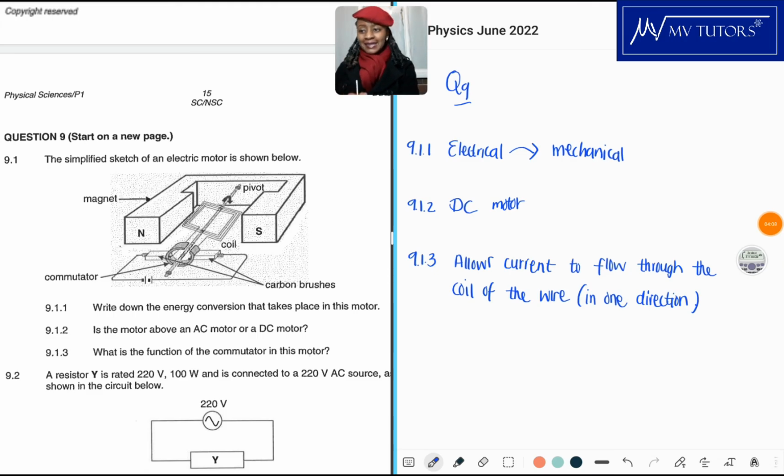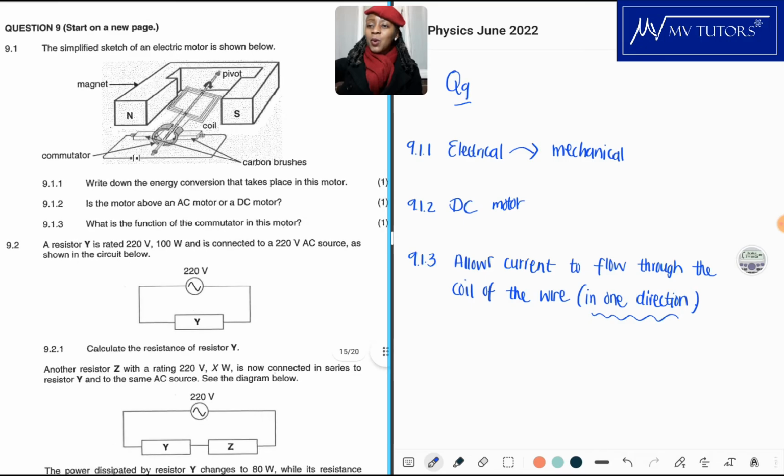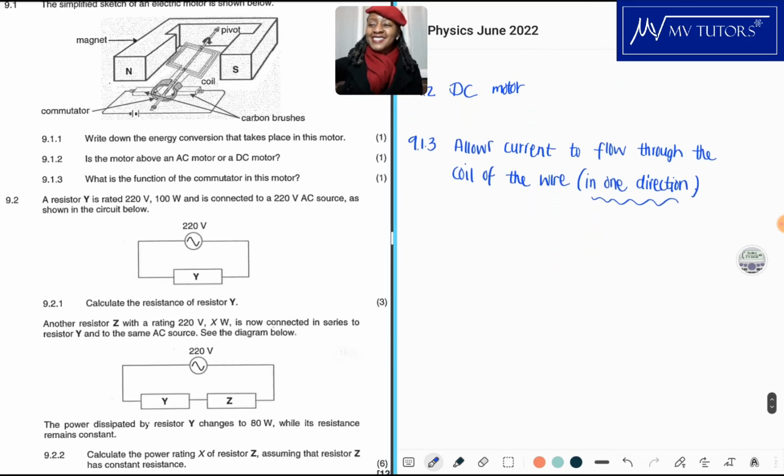Basically, the function of the commutator is to allow the current to flow through the coil of wire. An important thing to mention is it allows that current to flow in one direction. With an AC motor or AC generator, the current can flow in either direction, backwards, forward, whatever. But with a DC motor or a DC generator, it has to be in one direction. So that is the function of the commutator. And then we get to the calculations.